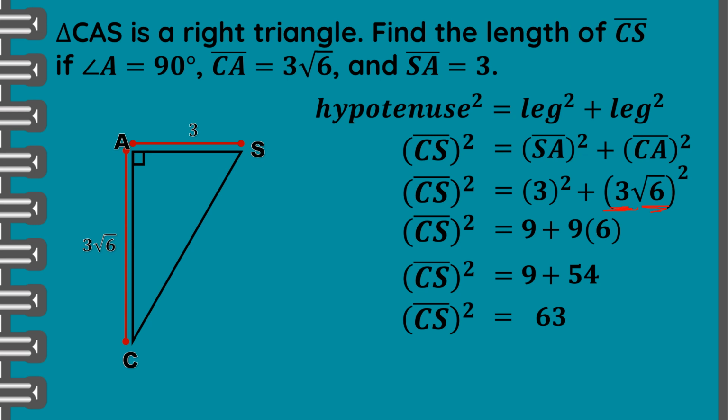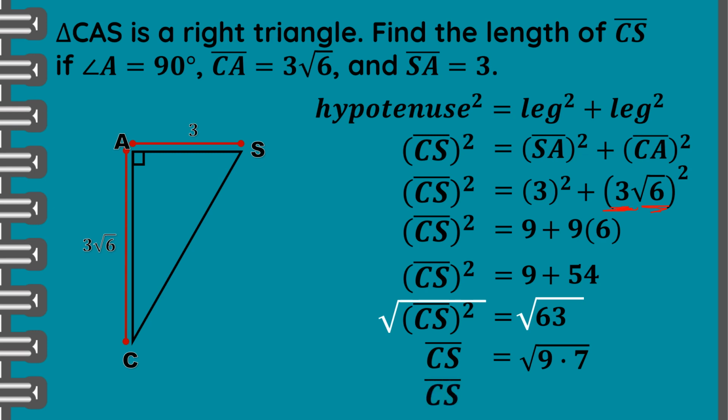Extracting the square roots of both sides of the equation now, square root of the square of segment CS is segment CS. Since 63 is not a perfect square number, we need to think of a perfect square factor, the highest perfect square factor of 63, in order for us to simplify it. And that is 9. 63 divided by 9 is 7. So our factors would be 9 and 7.